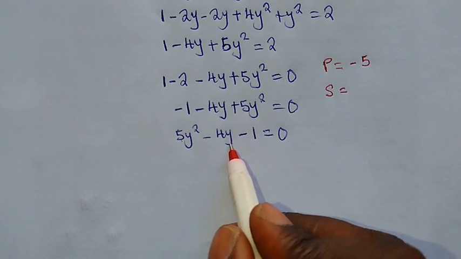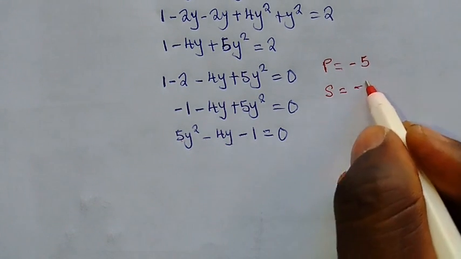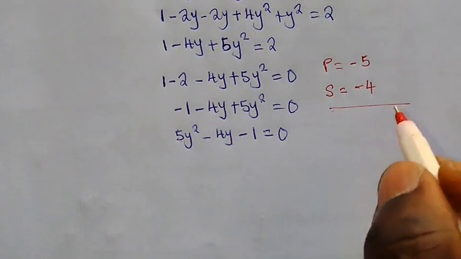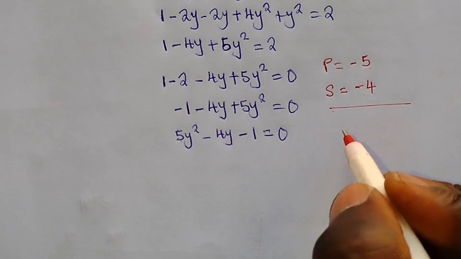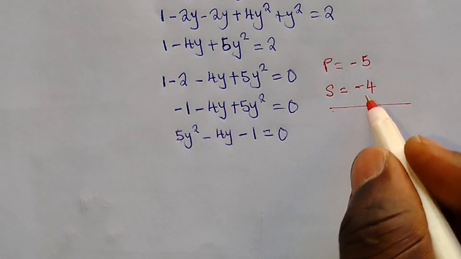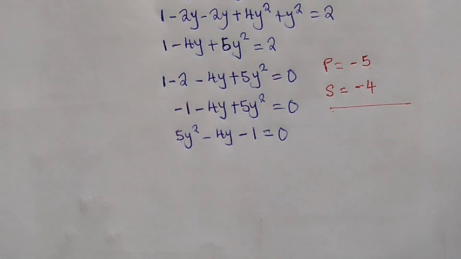So the coefficient of this y is negative 4. So we have the product negative 5, the sum negative 4. Now we need to come up with two numbers such that when we find their product, we have negative 5, and when we find their sum, we have negative 4. So what are these two numbers?